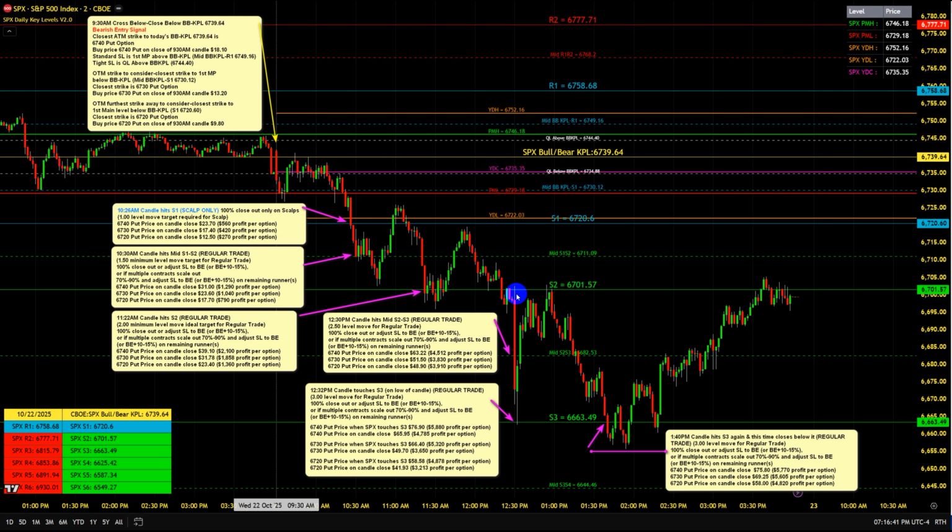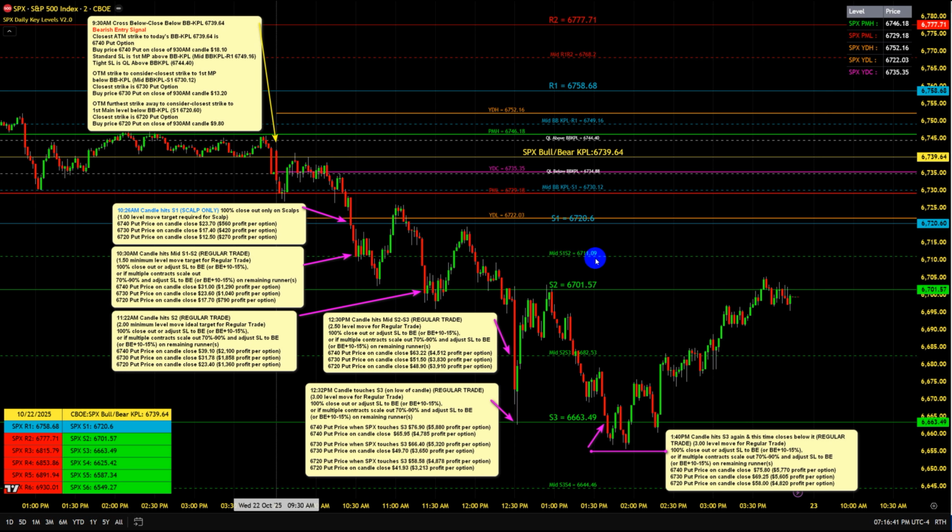Remember, this is just a 2-minute candle, and this is about a 67.02 down to about 66.67, so that's about a 35-point move in just one candle. So that is a monster candle here. It goes right through mid S2, S3.